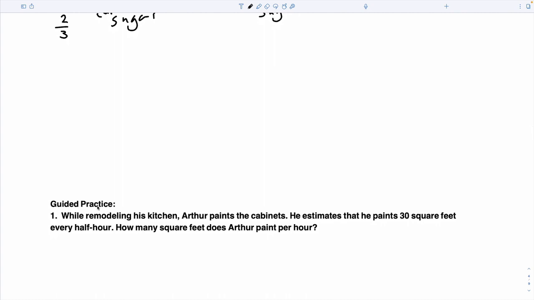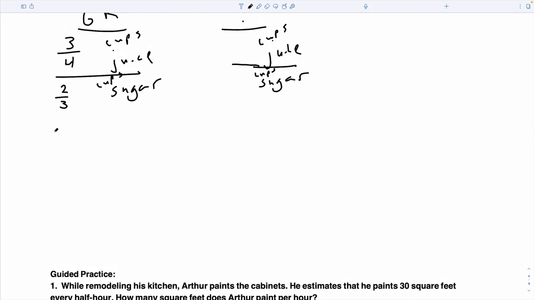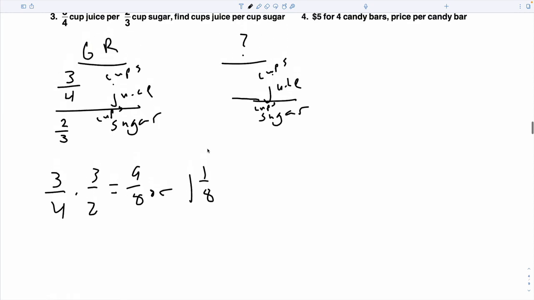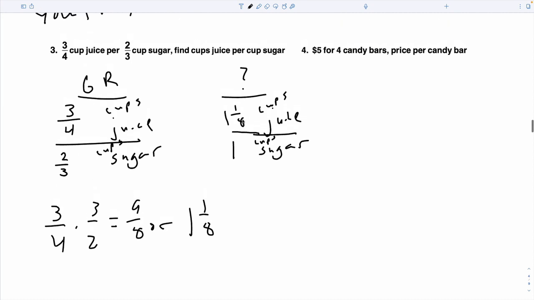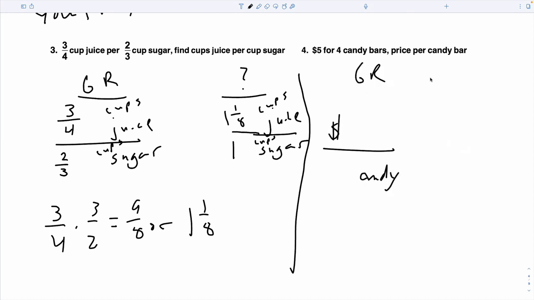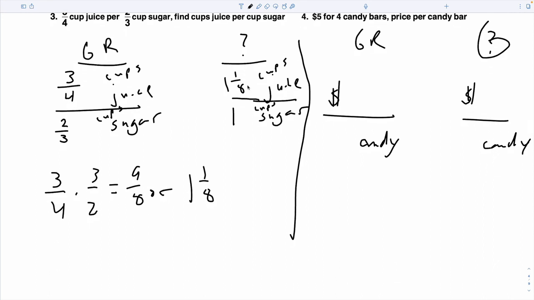9/8 or 1 1/8. I think that looks right. Let me set it up and see. Yeah, it'd be times 3/2, which is 9/8. 1 1/8 cups per cup of sugar. All right, look at number 3. I have the answer as 1 1/8 cups per 1 cup of sugar.